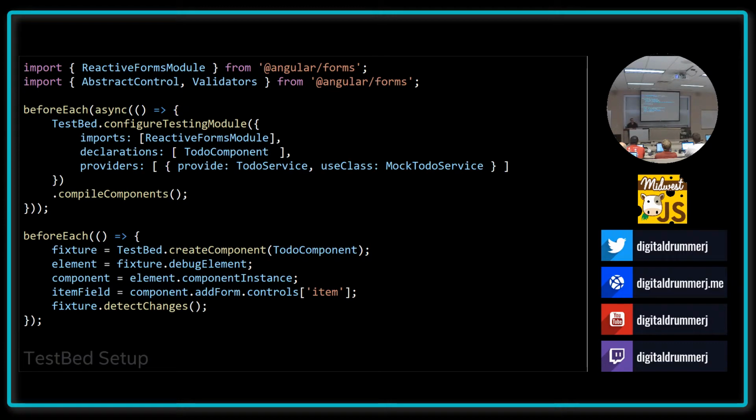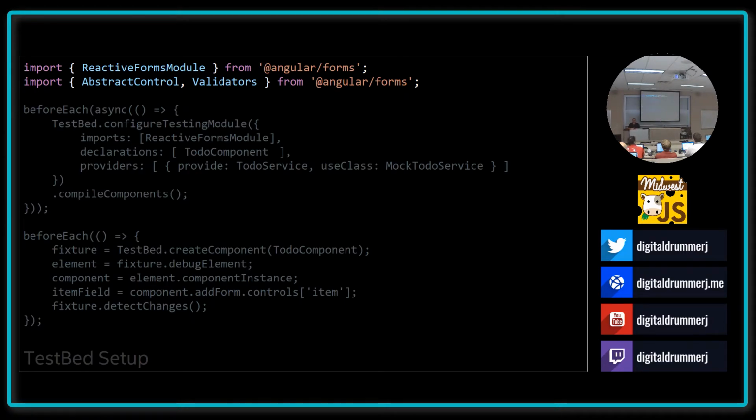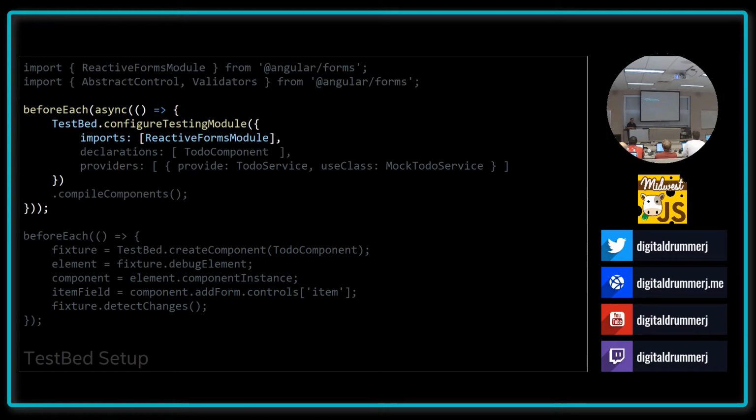From a testing standpoint, a few things changed. I need to import the reactive forms module. I need abstract controls and validators. Now my TestBed config module, in addition to declarations and providers, I need to put the imports to pull in the module. And then I'm technically ready to test, which is what this one is.